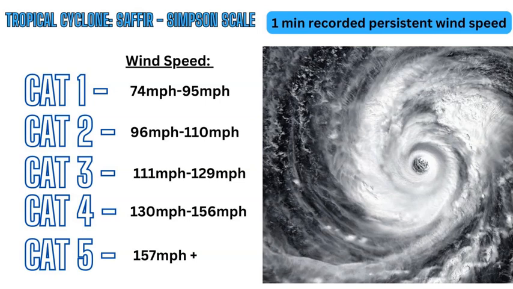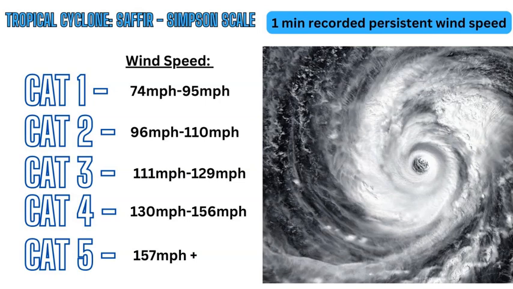Now, the 1 minute duration of persistent wind speed is recorded, and the wind speed can fluctuate around the cyclone in different areas based on where it forms between the northern and southern hemisphere, because that also dictates the direction of rotation. So in the northern hemisphere, it's going to rotate in an anti-clockwise direction, and in the southern hemisphere it's going to rotate in a clockwise direction, and each part will have different wind speeds, but the highest wind speed is taken.